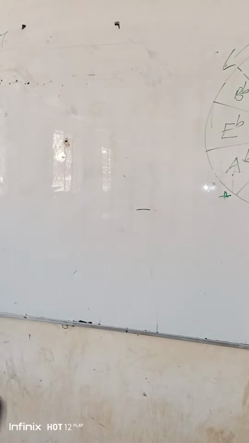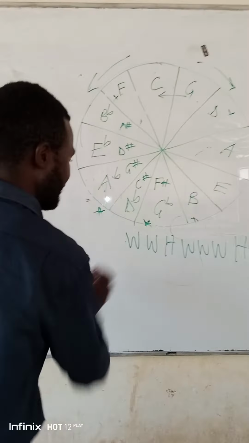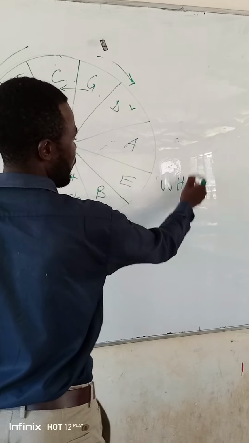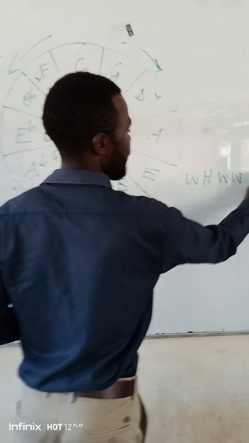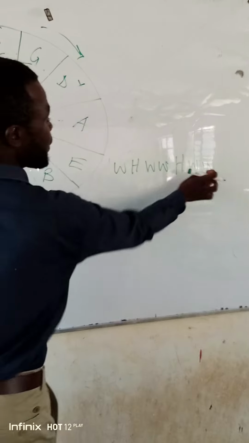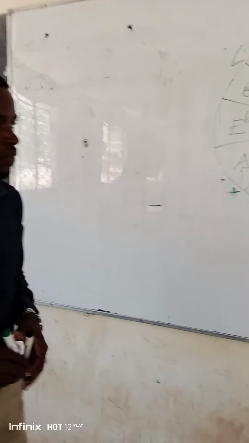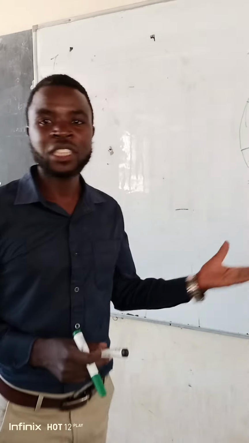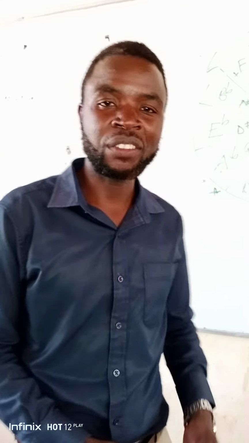Now let us look at the minor. The basic formula that is known is whole, half, half, whole, like that. 1, 2, 3, 4, 5, 6, 7. That is it. That is how you read your minor based on that formula. But how do you use the circle of fifth to read the minor? This is how you behave.